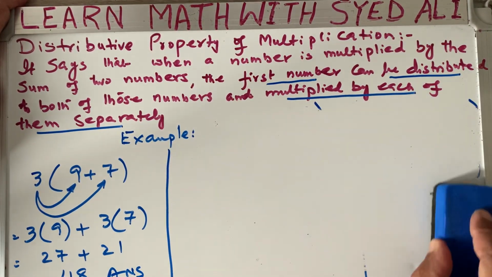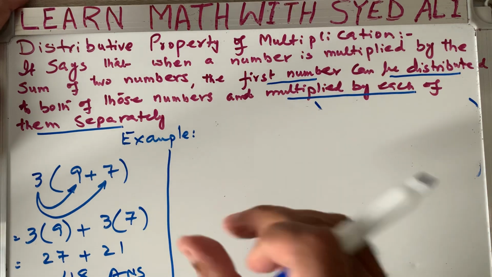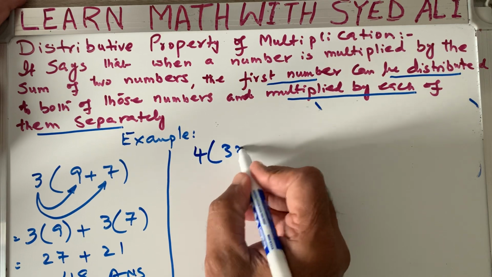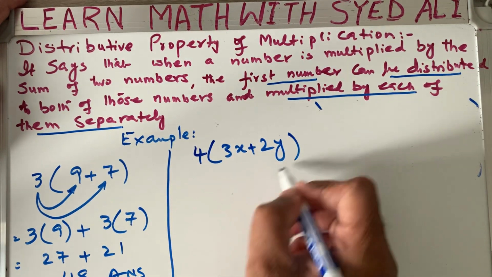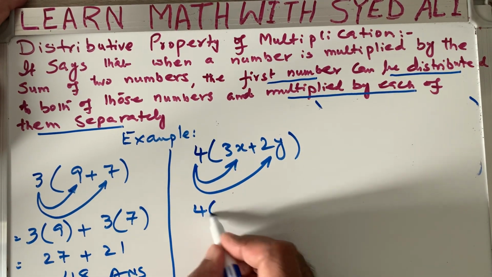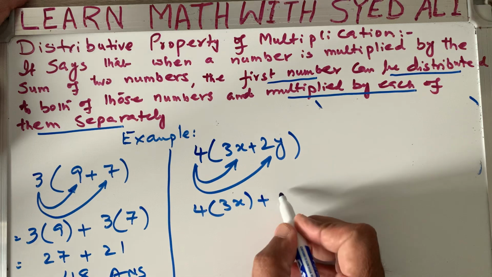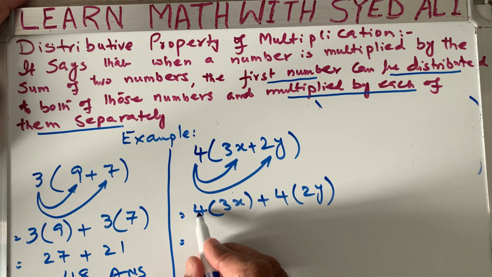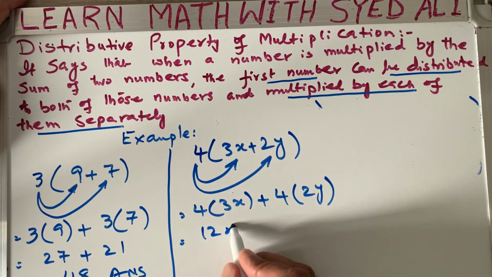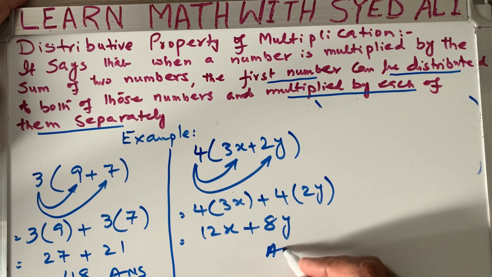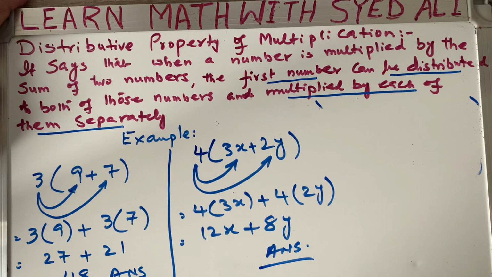So we will see a few algebraic expressions. How do they look for the distributive property of multiplication? 4 times 3x plus 2y. Same thing, this will multiply with this and this will multiply with this. So 4 times 3x plus 4 times 2y, and then we multiply them separately. 4 times 3 is 12x plus 8y. Since they are different variables, we cannot do anything with them unless we have the values of x and y. So we can leave them as they are.